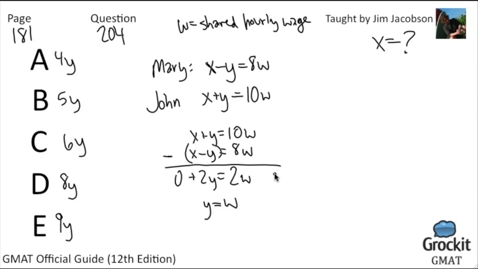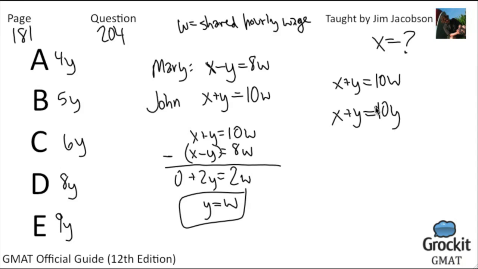However, the question is actually asking us what X equals. So we're dealing with John's wage here, right? So that's this equation here, X plus Y equals 10W. We can substitute in the fact that W equals Y, which we found down here. So X plus Y equals 10Y, because remember W and Y are the same thing, they're interchangeable. We subtract a Y from both sides, we get X equals 9Y. Answer choice E.